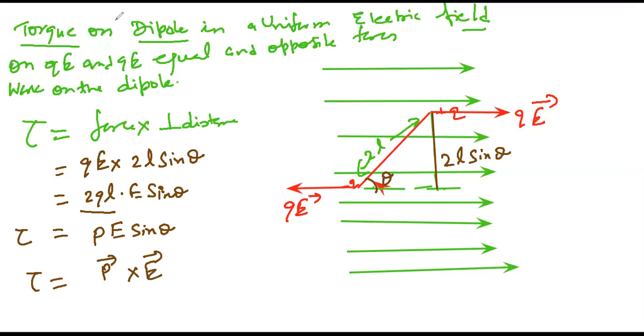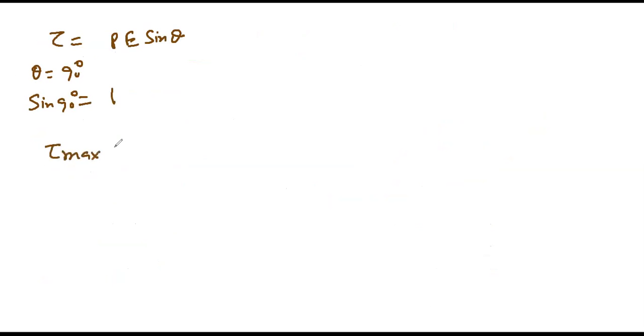In 11th class, you might have studied this. Yes. Have you completed this much? Yes. Some conditions are there. You can apply it. Tau is equal to P E sin theta. So if theta is equal to 90 degrees, then what is sin 90? 1. So tau maximum will be equal to P into E.